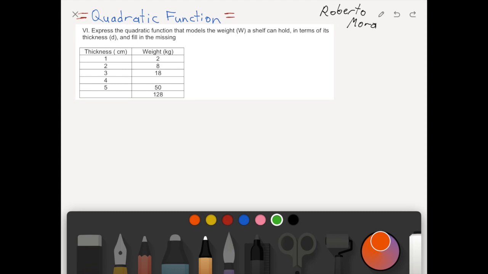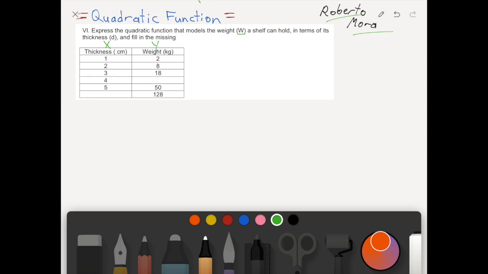Hello, good afternoon. My name is Roberto Mora, and this tutorial is on how to find our standard quadratic function when the only approach we have is a tabulation table with certain data. So the problem says: express the quadratic function that models the weight W a shelf can hold.